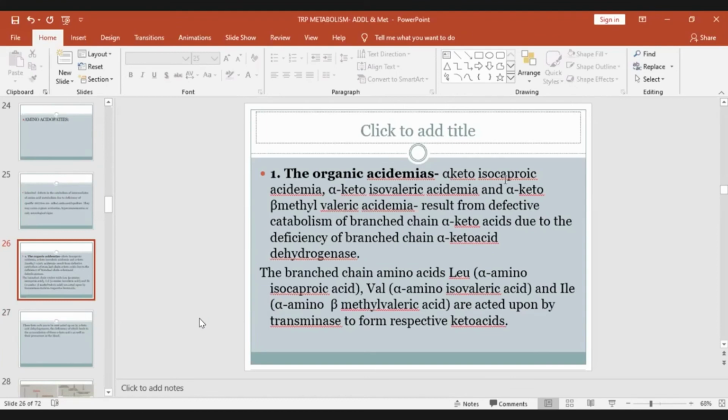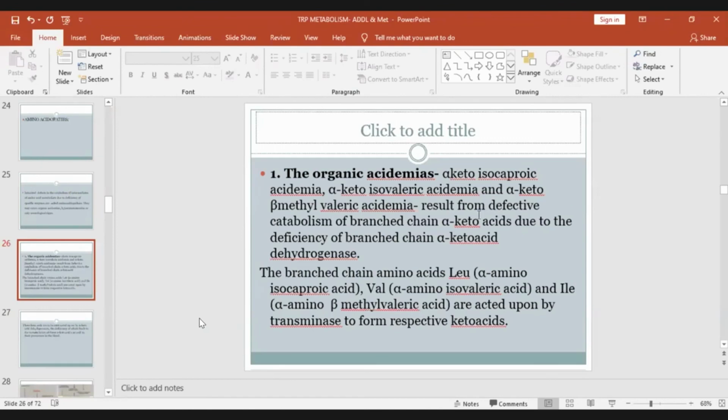So the organic acidemias, alpha keto isocaproic acidemia, alpha keto isovaleric acidemia, and alpha keto beta methyl valeric acidemia result from defective catabolism of branched chain alpha keto acids due to the deficiency of branched chain alpha keto acid dehydrogenase. See here, the branched chain amino acids are leucine. Its chemical name is alpha amino isocaproic acid. On transamination it forms alpha keto isocaproic acid. So the alpha amino is replaced by keto. That's why the amino group is to be replaced. So transamination will result in formation of alpha keto isocaproic acid. So transamination is not defective.